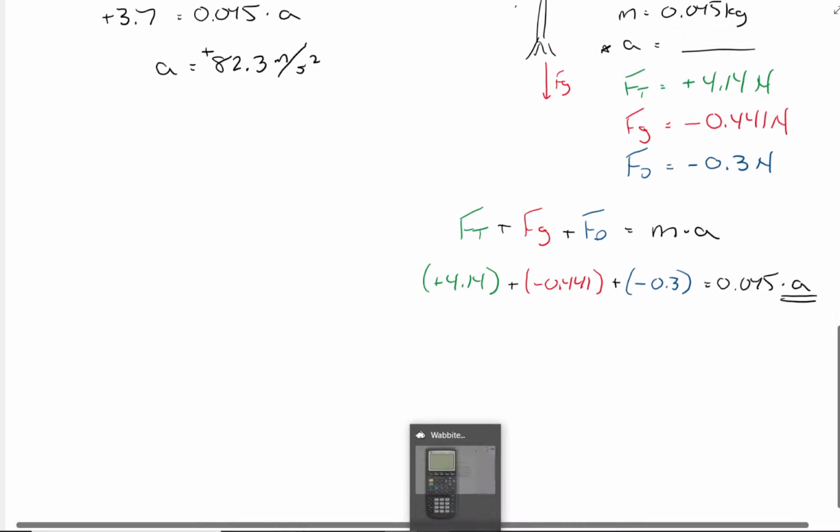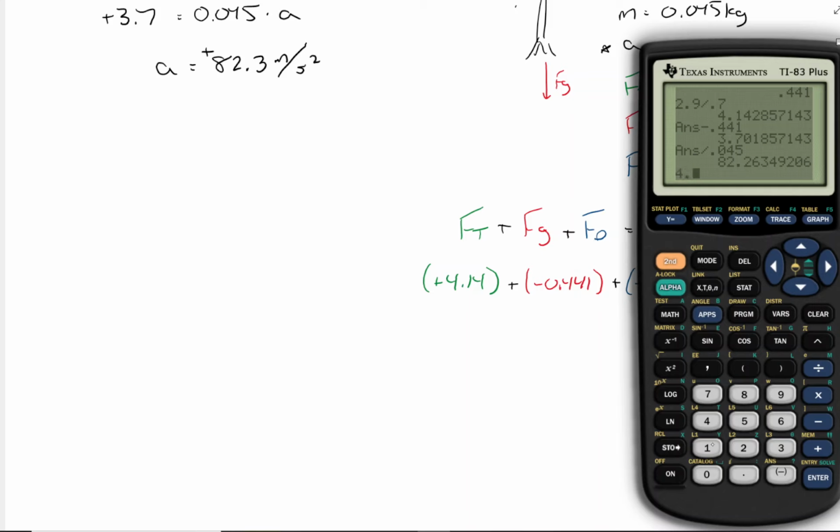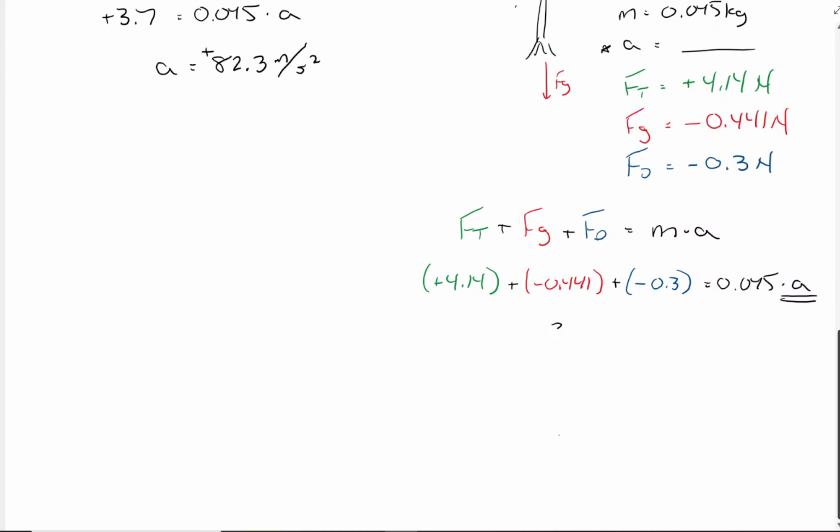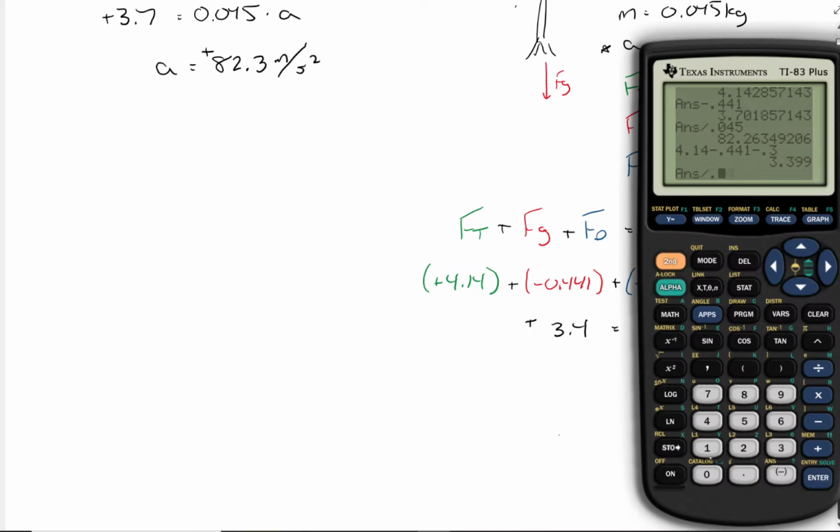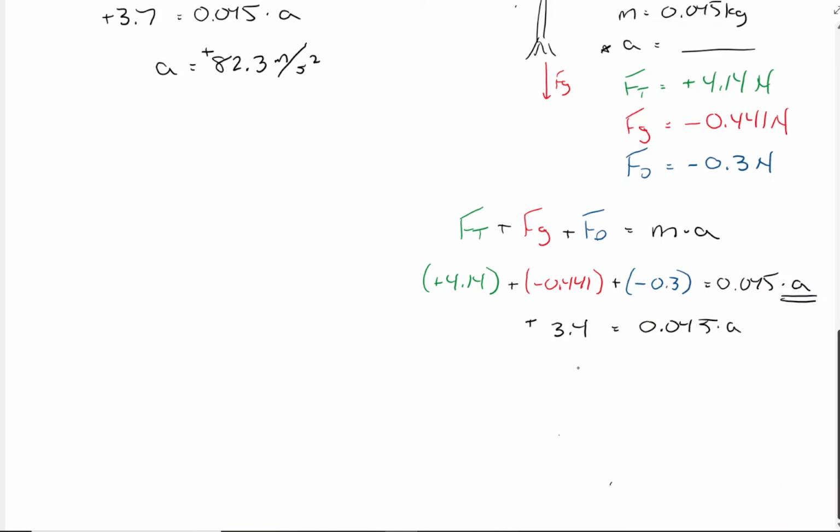So on the left side, I can start to add everything up. 4.14 minus 0.441 minus another 0.3 gives me my total imbalance or total net force, 3.39. Let's call it 3.4 upward, equals 0.045 a. And now I'm going to divide that by 0.045, and I get my overall acceleration of 75.5. a is equal to 75.5 meters per second squared.